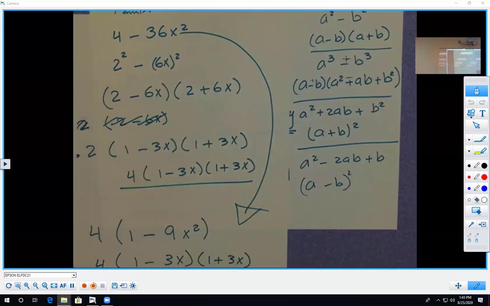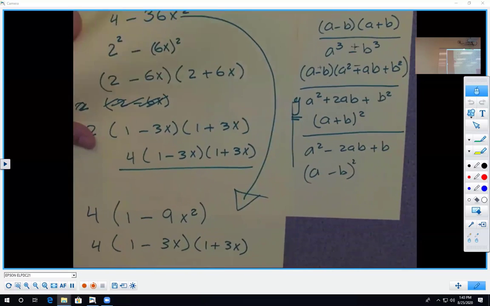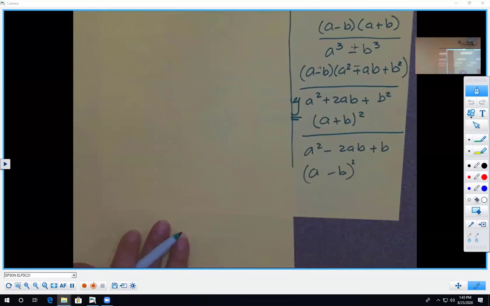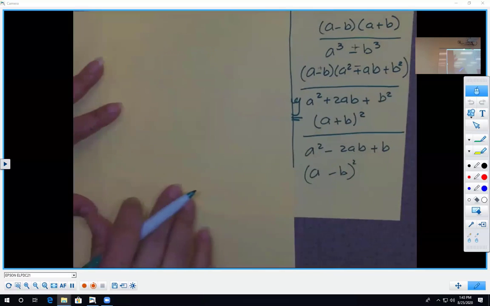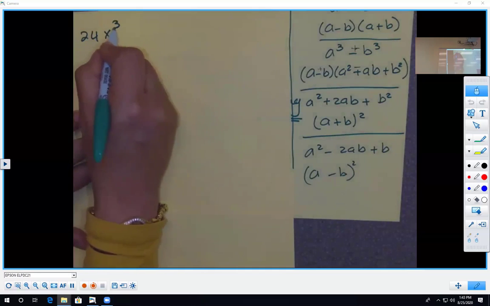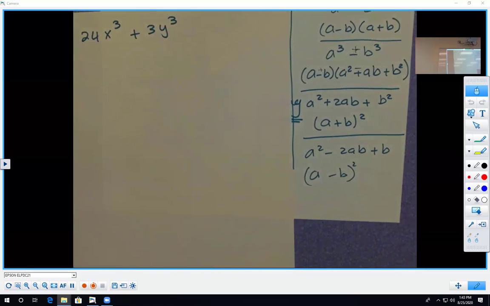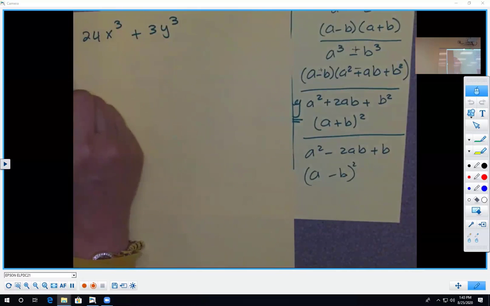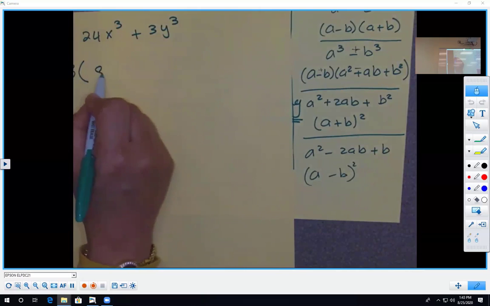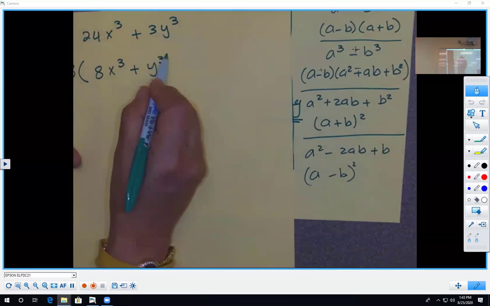Okay, let's do one with the cube formula. So I have here 24x cubed plus 3y cubed. First of all, I'm not going to do it the long way. I'm going to pick the greatest common factor here, which is 3. So I'm going to take the 3 outside. That will leave me with 8x cubed plus y cubed.